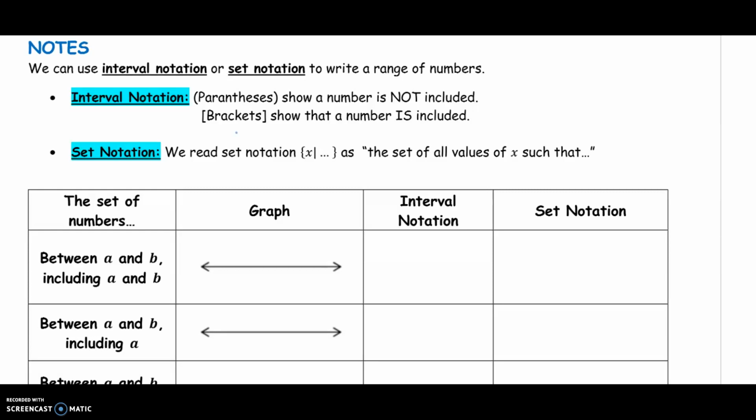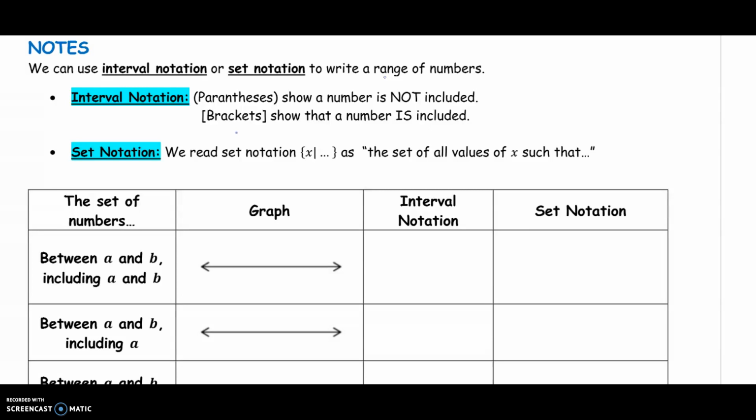Hi everyone. Today we are going to be learning about interval notation and set notation. Interval notation and set notation are two ways that we can represent a range of numbers or a group of numbers. So for example, if I wanted to represent all of the numbers in between 5 and 10, I could either use interval notation or set notation to represent all of those numbers.